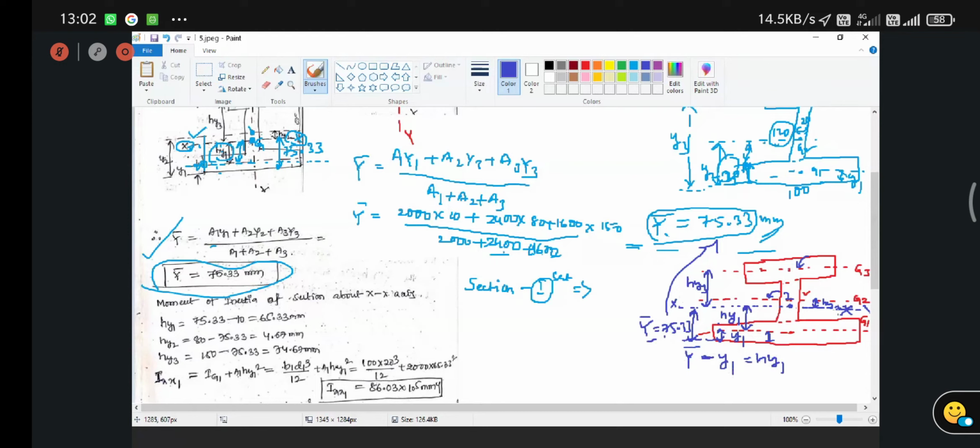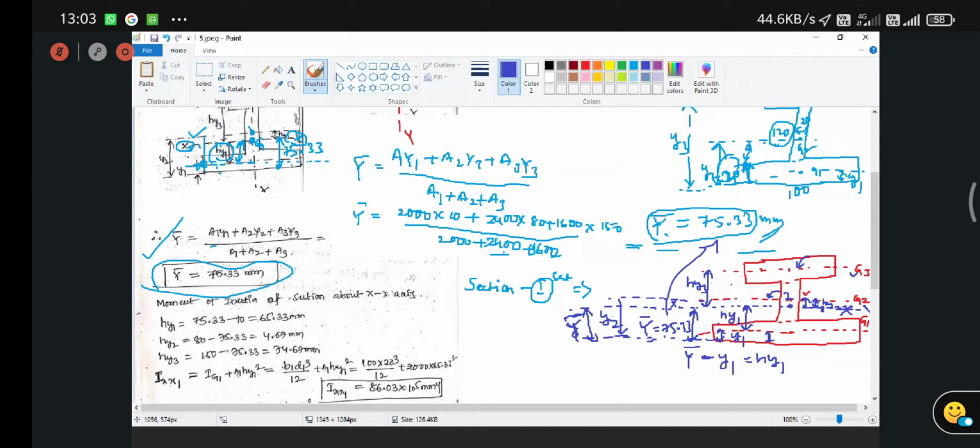Okay, now in order to find out h2, how do we find this h2 value? If I subtract from y2, which is the centroid of the second rectangular section, y2 minus y bar, where y bar means the total centroid. So the second section centroid minus your total centroid, you are going to get the h2 value.